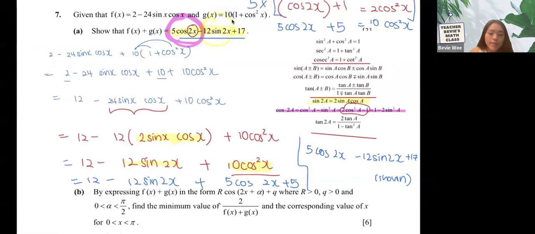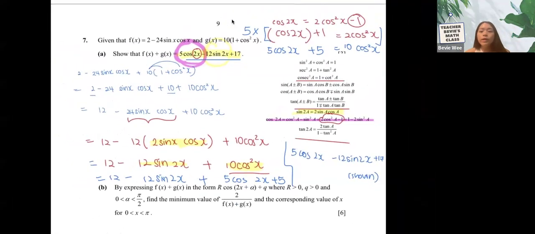Okay, I'm going to leave this here for half a minute. Can you all help me read through it and digest it? Let me know if there are any steps that you don't understand, especially the last one, the 10 cos 2x.